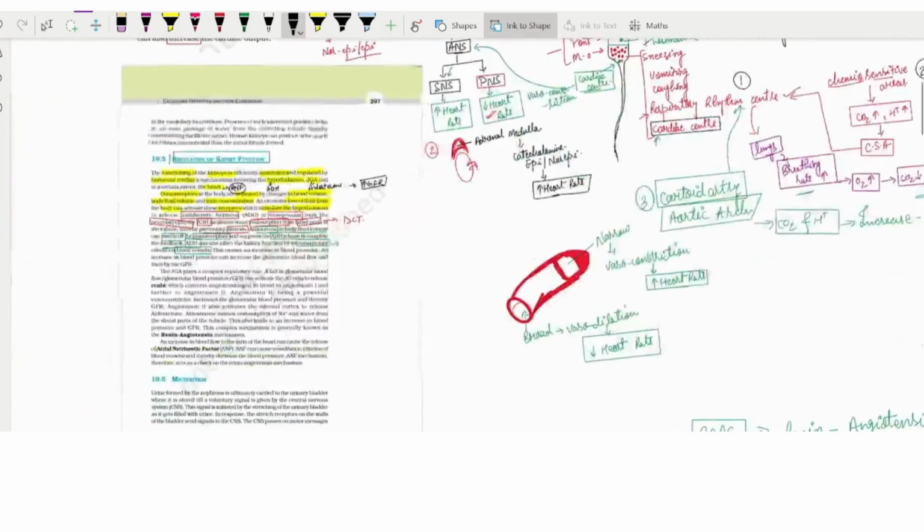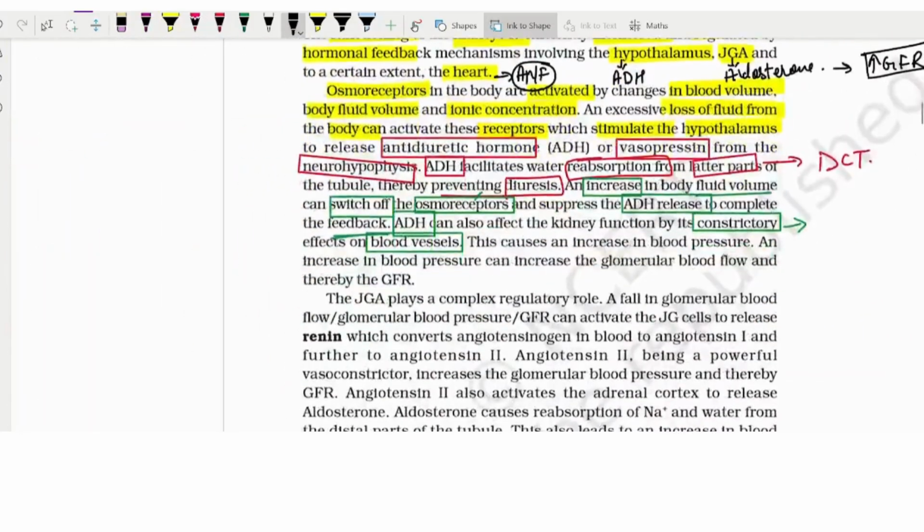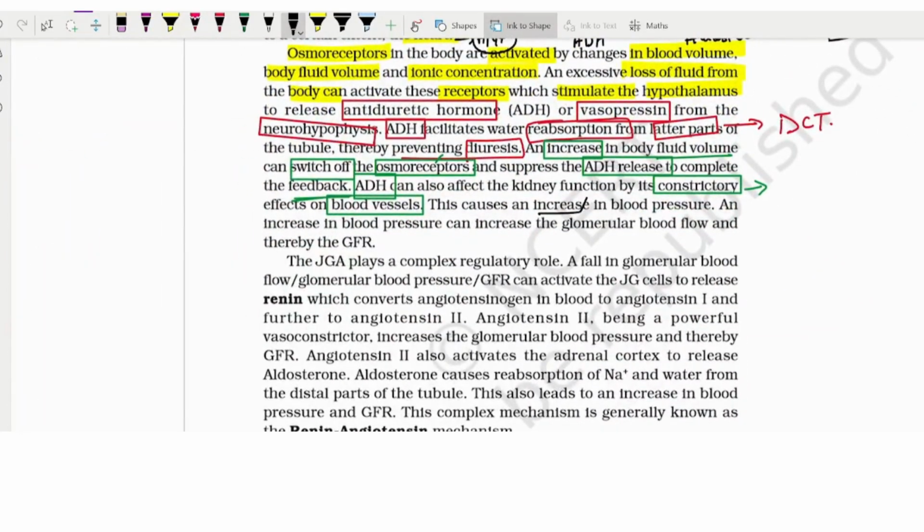Okay, now let's see here. This causes an increase in the blood pressure. What will happen because of this vasoconstriction? Blood pressure will increase, and there is an increase in the glomerular blood flow. Finally, what will happen? The osmoreceptor will become switched off. That is what they are telling you.